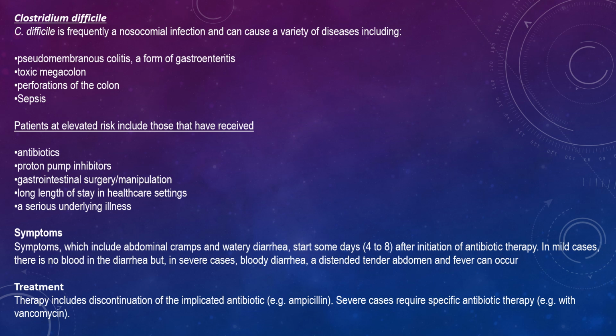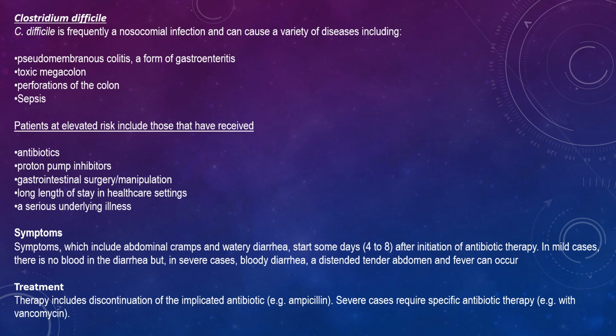So symptoms: when the normal flora of the intestine is altered by antibiotic therapy, this organism, which is present in the gastrointestinal tract of many babies, can grow and colonize. C. difficile produces an enterotoxin, and pseudomembranous colitis can result. Symptoms include abdominal cramps and watery diarrhea. Onset is 4 to 8 days after initiation of antibiotic therapy.